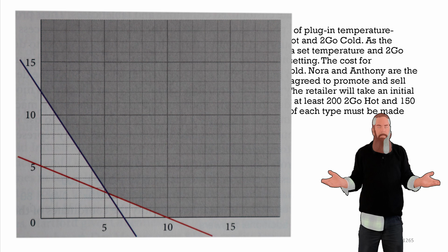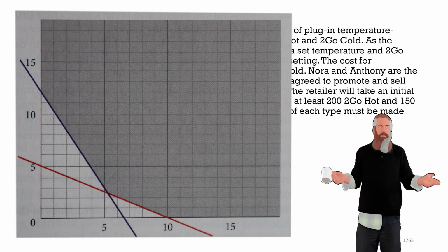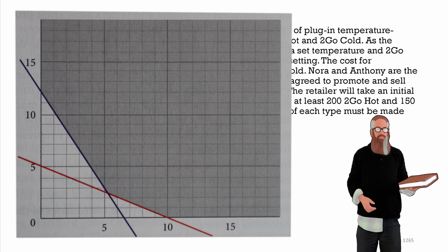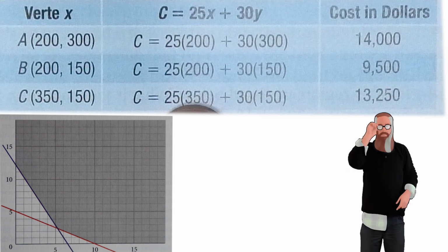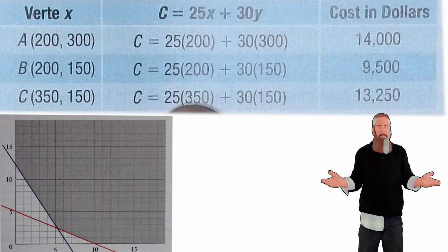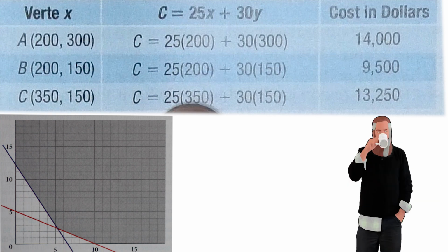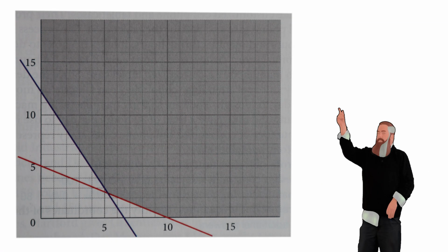Graph the inequalities, determine the coordinates of the feasible region, and identify the production amounts of each container type that will minimize the cost. Given the constraints, Nora and Anthony will have a minimum expense of $9,500 if they make and sell 200 To-Go Hot and 150 To-Go Cold containers.